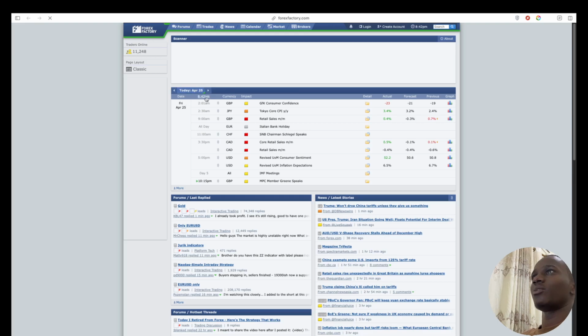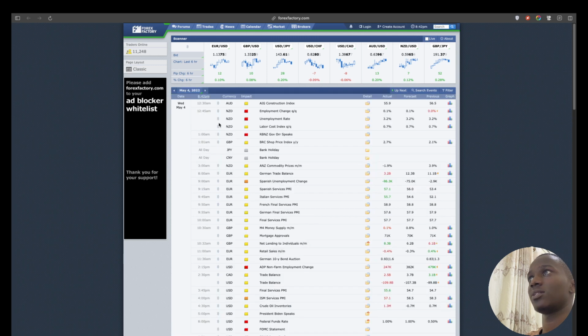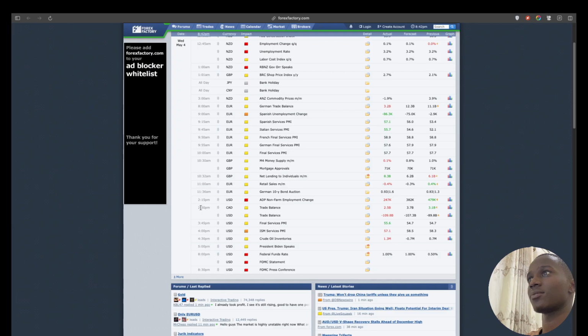And maybe that will confirm for us. Okay, so we choose May 4th, 2022. Apply the settings. What news were there? About 2, we had the ADP non-farm employment change.